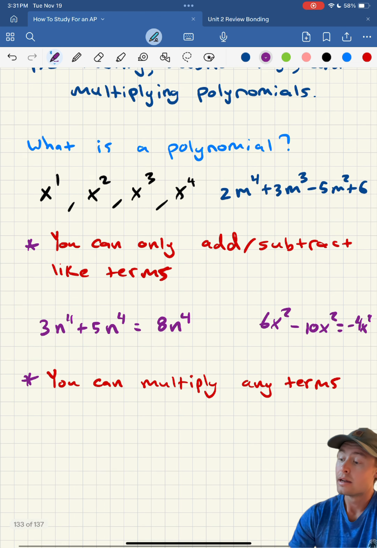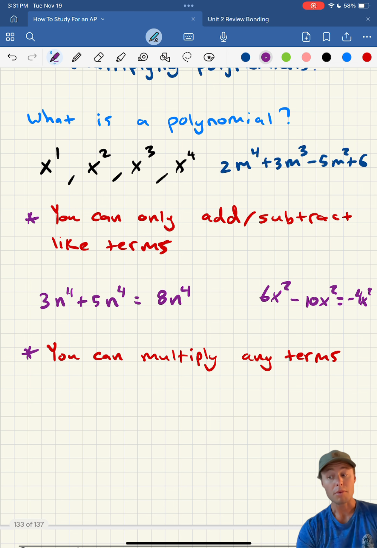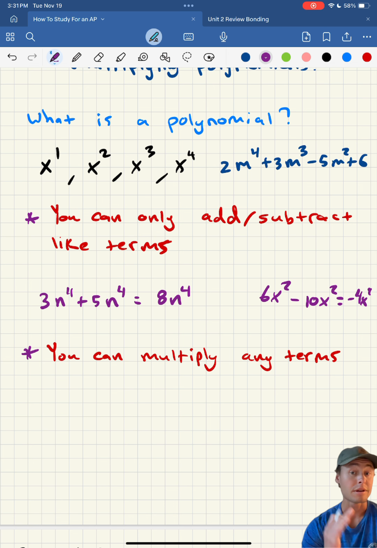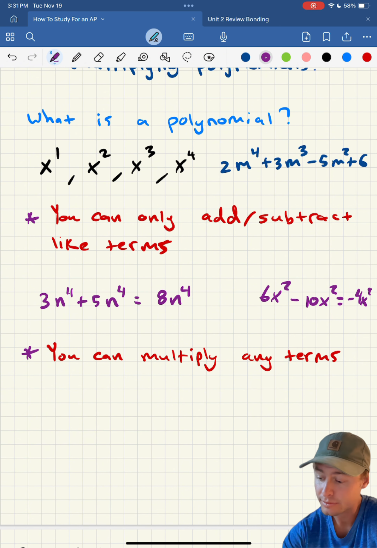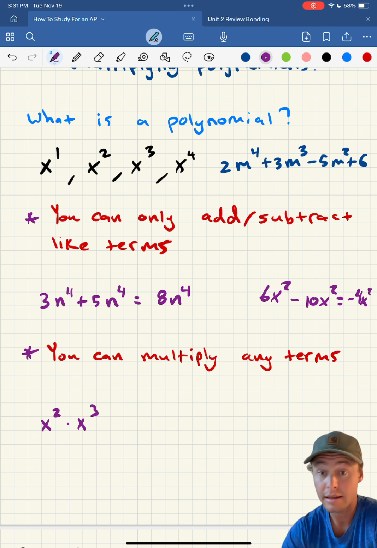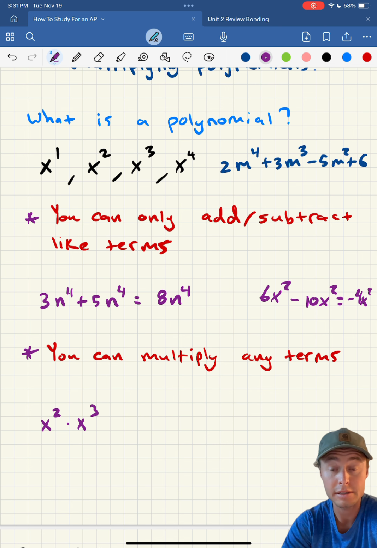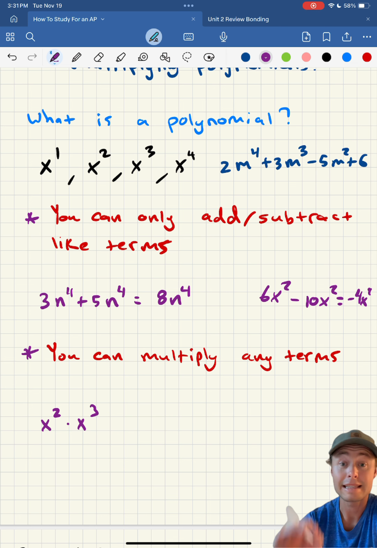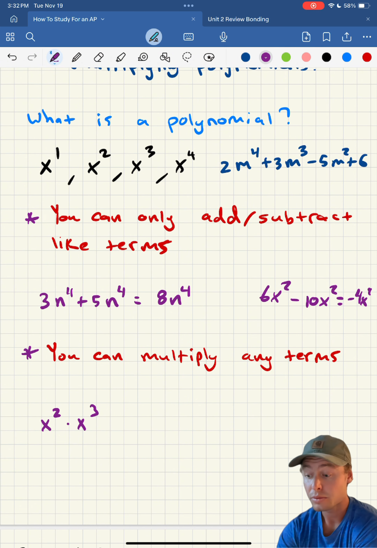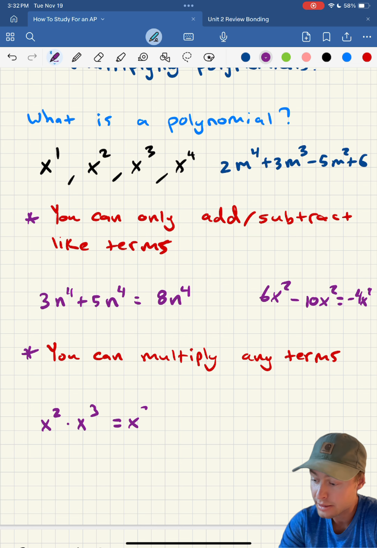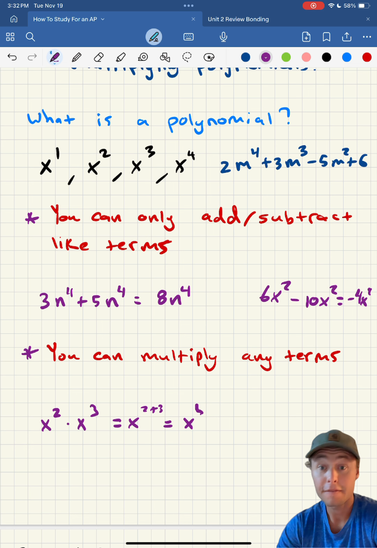Okay. Now, when you're multiplying polynomials, you can multiply any terms together. They do not need to be like terms. Okay, so let's look at multiplying polynomials. So let's say I had x to the power of 2 times x to the power of 3. These are not like terms because the exponent is not the same, but I can still multiply these. And do you remember, when I'm multiplying variables with exponents, what do I do to the exponents? I add them, right? So this would be x to the 2 plus 3, which is x to the 5th.